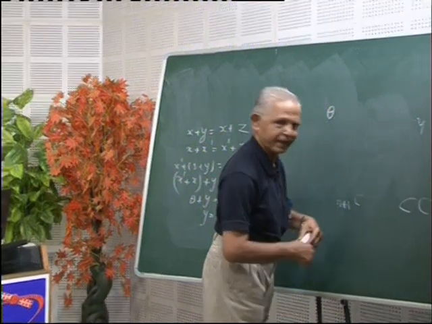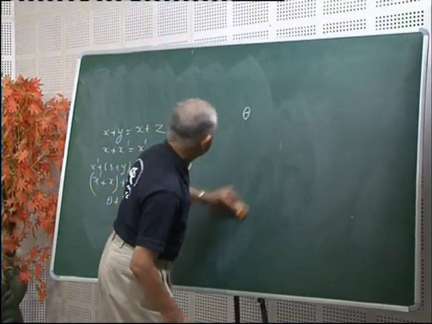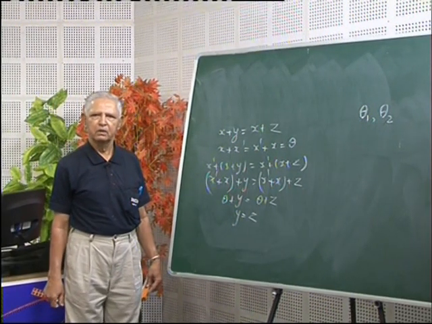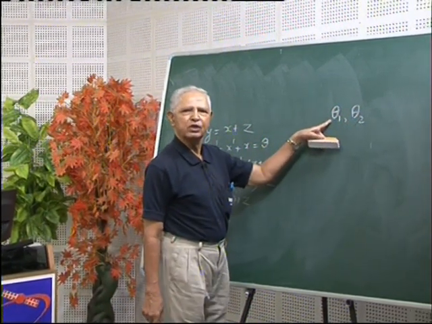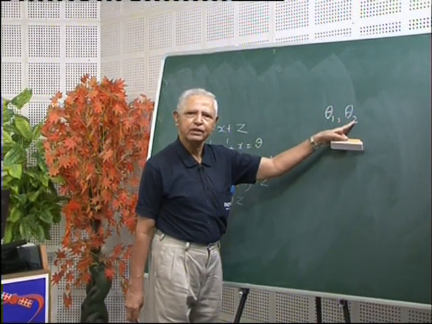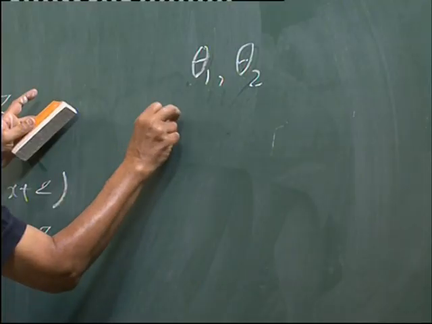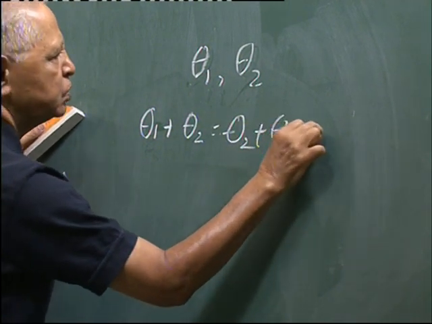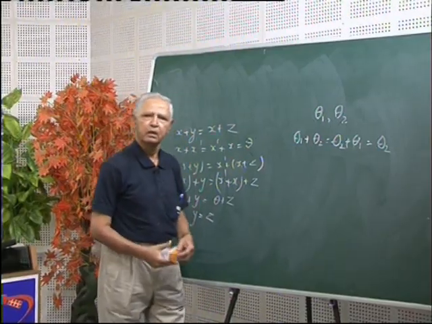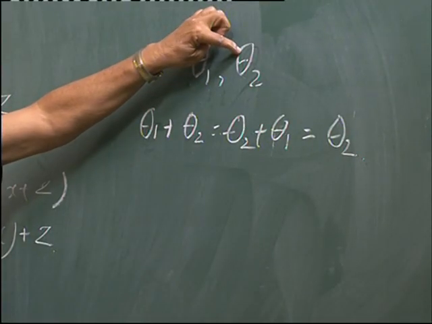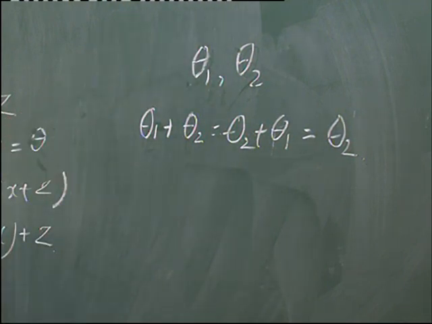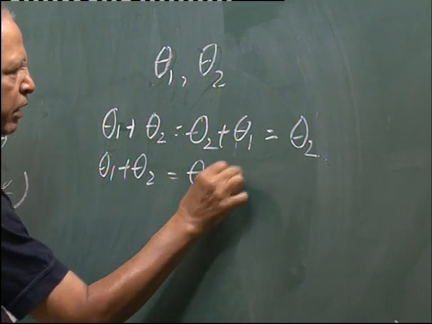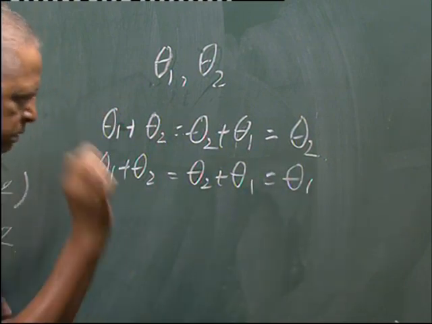Suppose we have two 0 vectors, theta 1 and theta 2. Then, theta 1 being a 0 vector and theta 2 being a vector, we get theta 1 + theta 2 = theta 2 + theta 1 = theta 2. Theta 2 being a 0 vector, applying the property of the 0 vector again, we get theta 1 + theta 2 = theta 2 + theta 1 = theta 1.